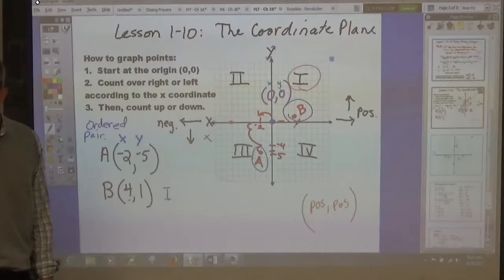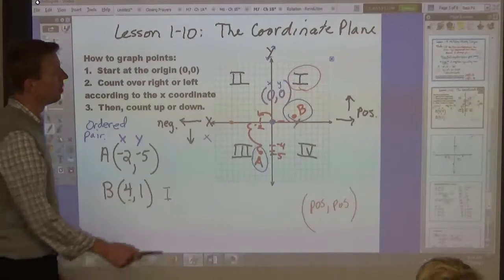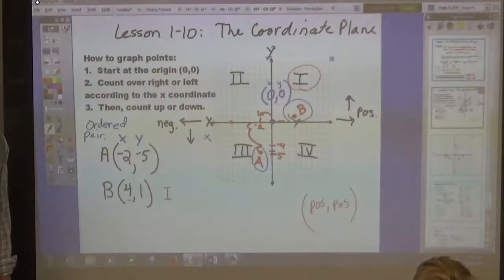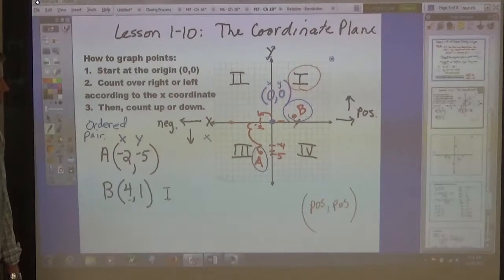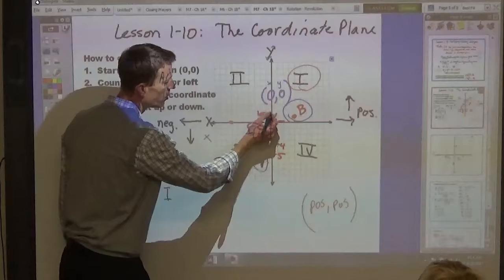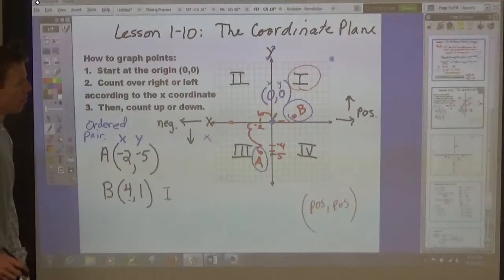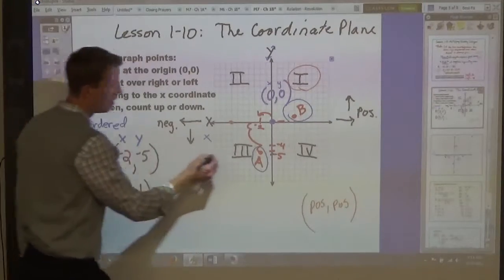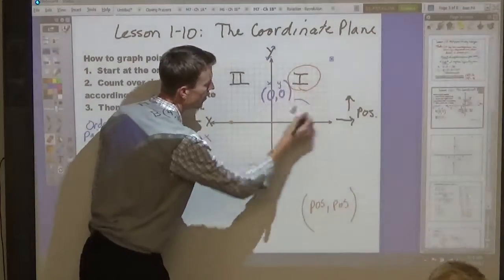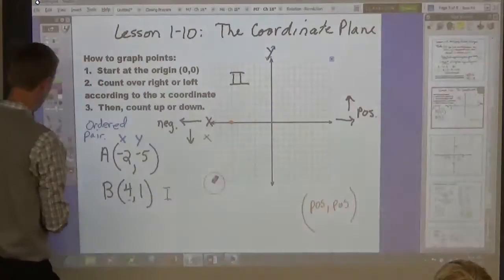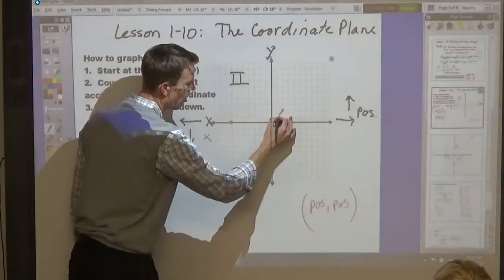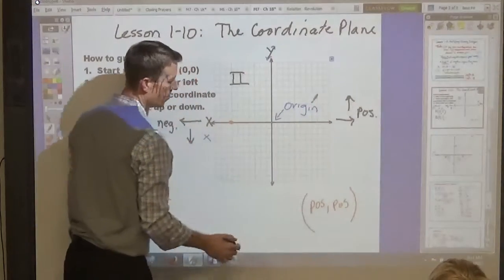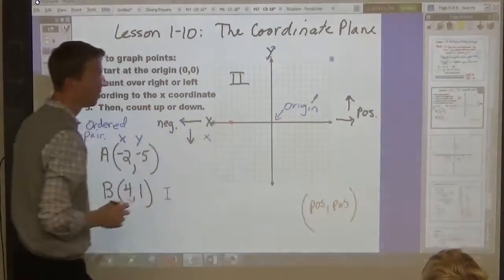So, to write down in your notes, here's what you need to write down. You need to draw the coordinate plane with the x and y axis. This point in the middle is called the origin. So, let's see. Let me simplify this for you. This point here is called the origin. This is the x and the y.